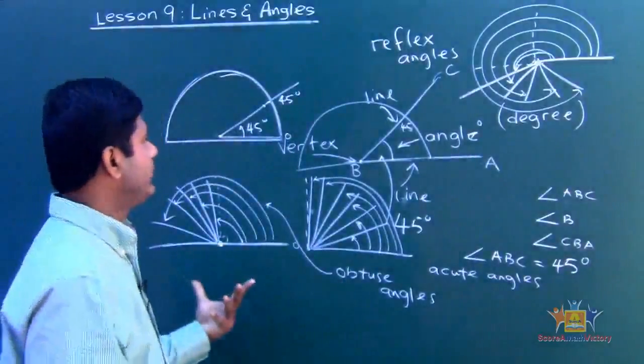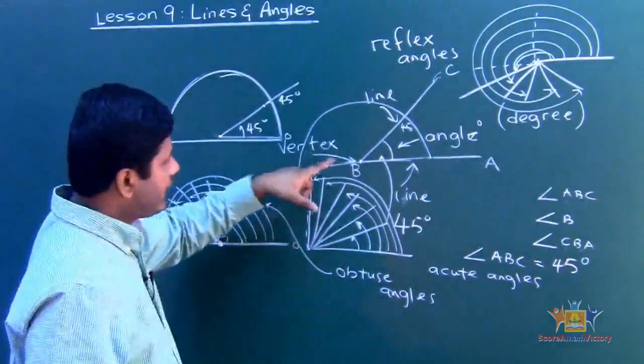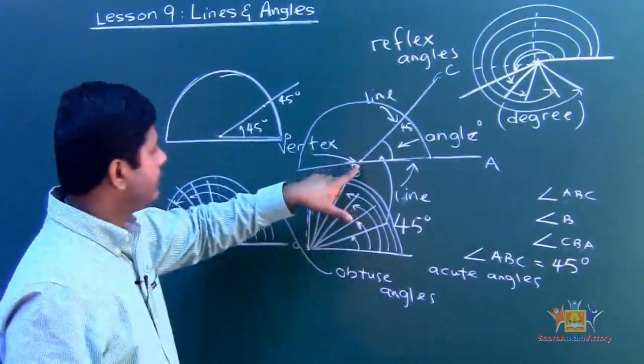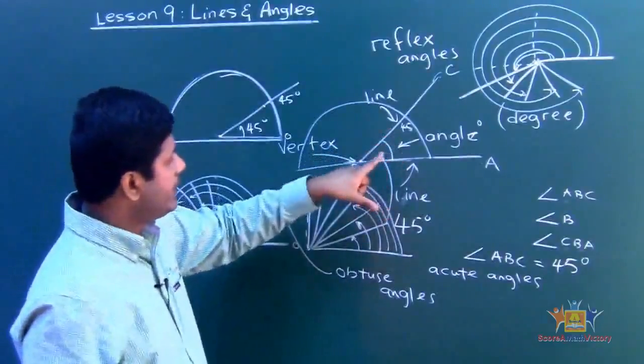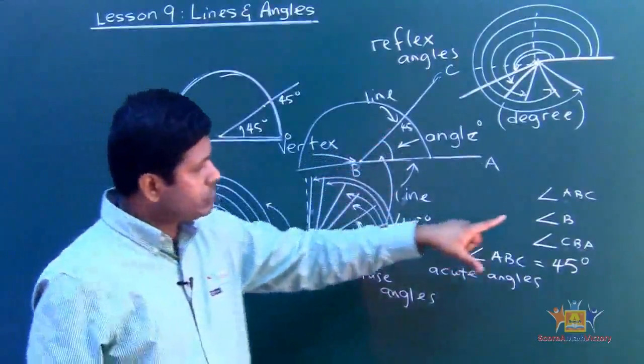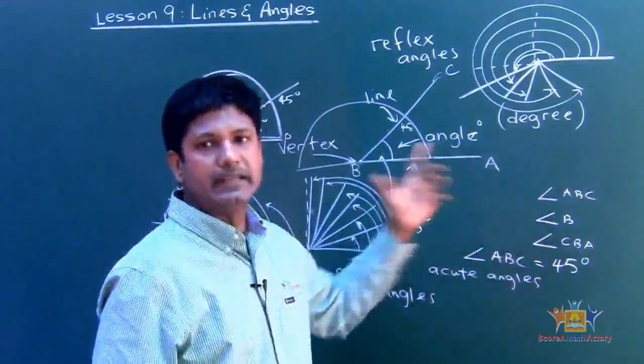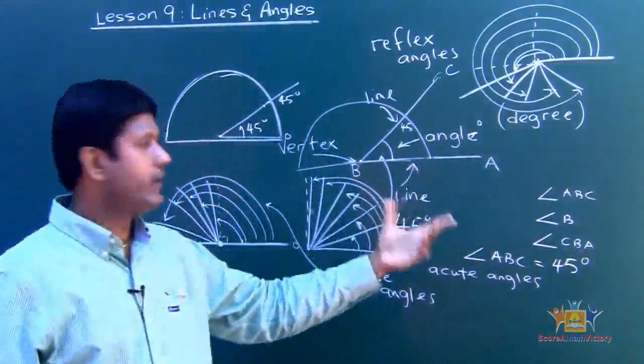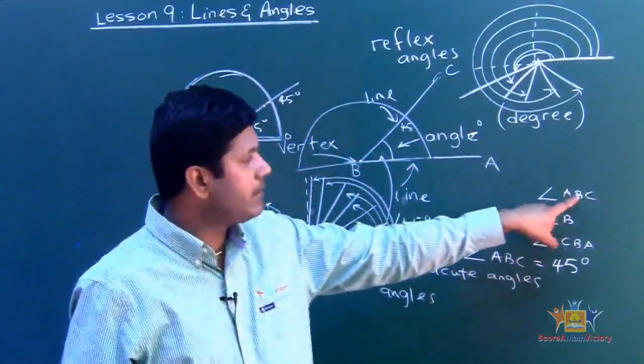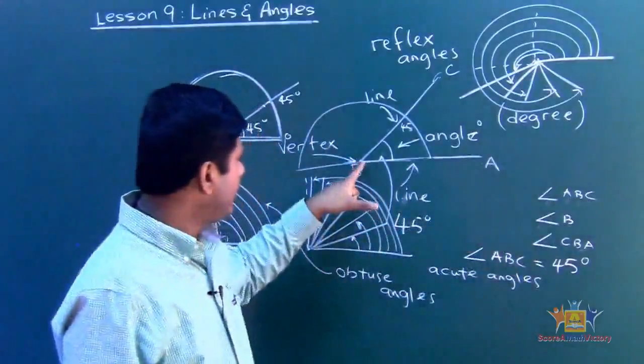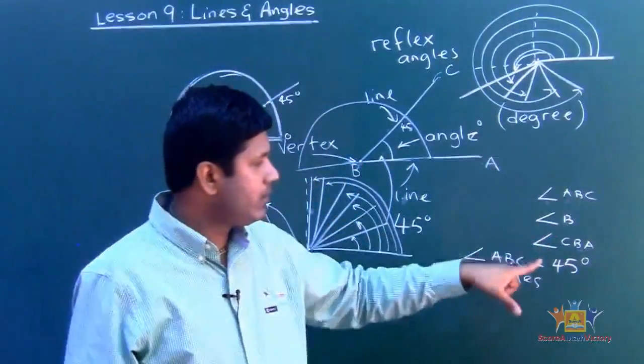What are the names we learned? First we learned vertex. That's the center point, that's the vertex. Then the lines, and that's the angle. We also talked about how to describe an angle. When I ask you to look for an angle, you put the small angle sign, then ABC, or the angle of that vertex point, B, or CBA.